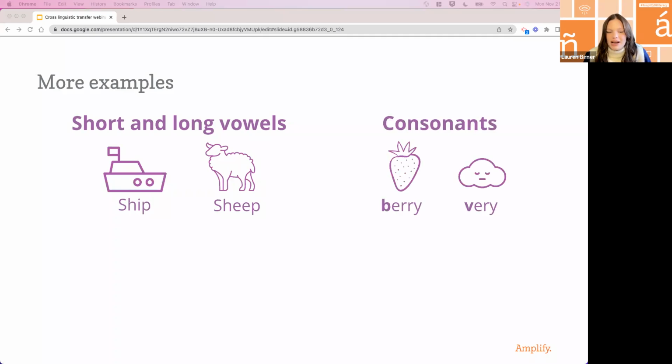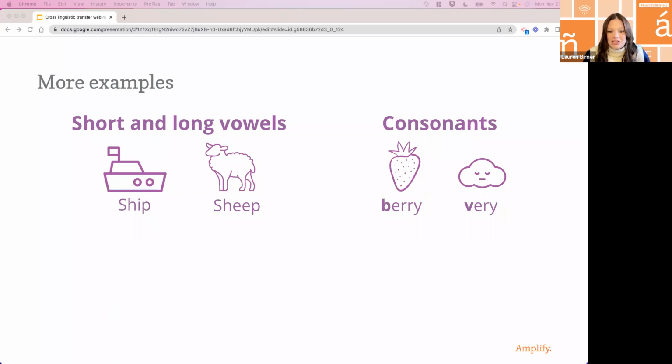Another error or common approximation that you might see is that the consonants B and V are particularly difficult for Spanish-speaking students to distinguish because they're nearly identical in Spanish. So berry, as in strawberry, and very, as in very sad, would be pronounced the same way. That's why we have to say things like be de vaca in Spanish, right?